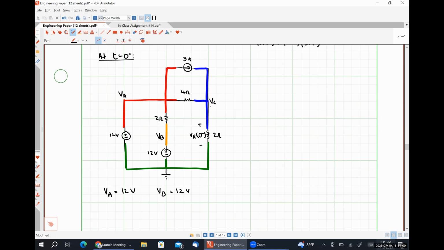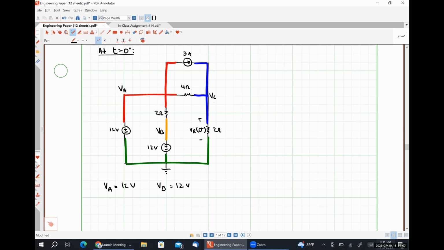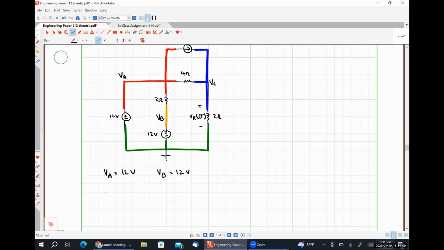Because VR is going to be VC minus 0 based on the polarities indicated on the diagram. So that's going to look like -3 amps plus VC minus 12 over 4.